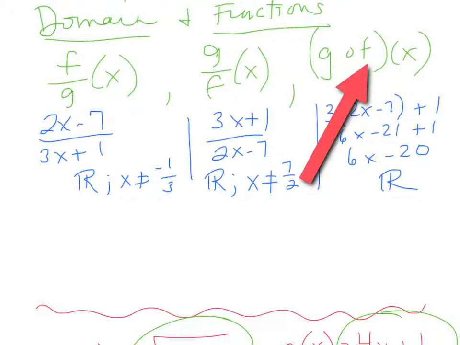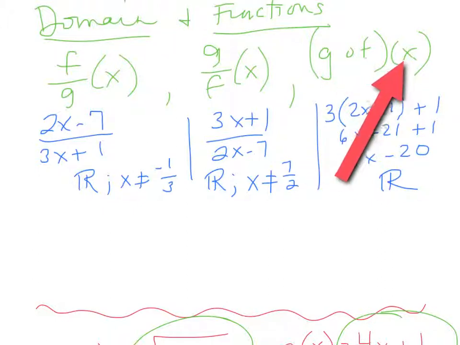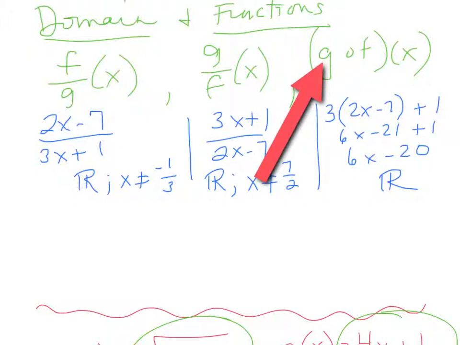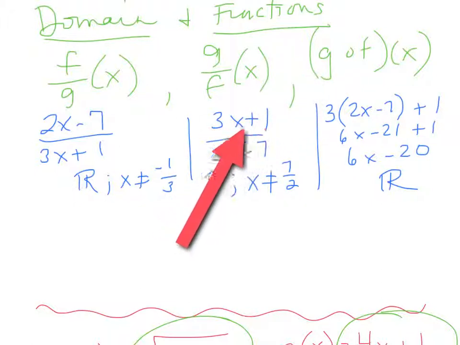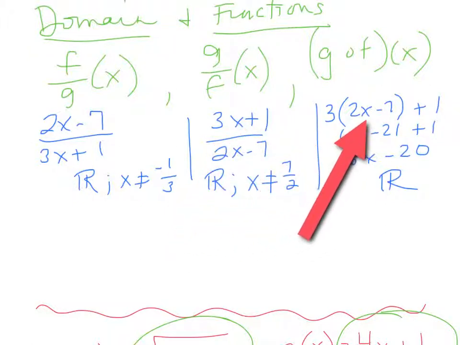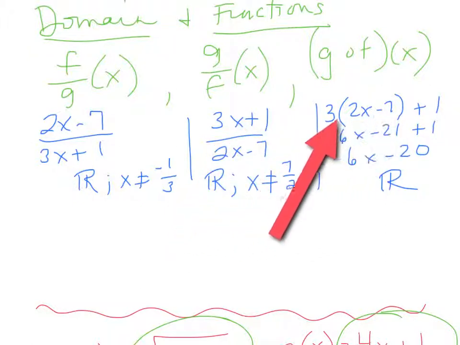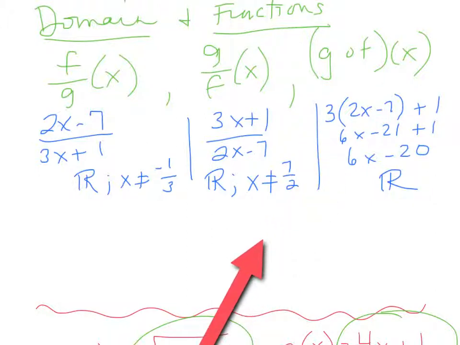G of f of x, remember that means you start with the f function and you pick it up and you plug it inside the g function. The g function was 3x plus 1. But instead of the letter x, we have this entire f function now. You have to distribute that 3. So that 3 gets distributed to both of those things. You ended up with 6x minus 21, and then your plus 1. The negative 21 plus 1 is how we got 6x minus 20. And because, now remember, we want domain. There's no fraction here, and there's no square root. So the domain is all real numbers.